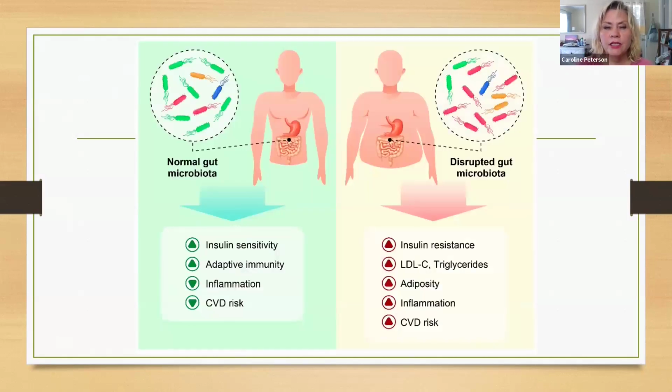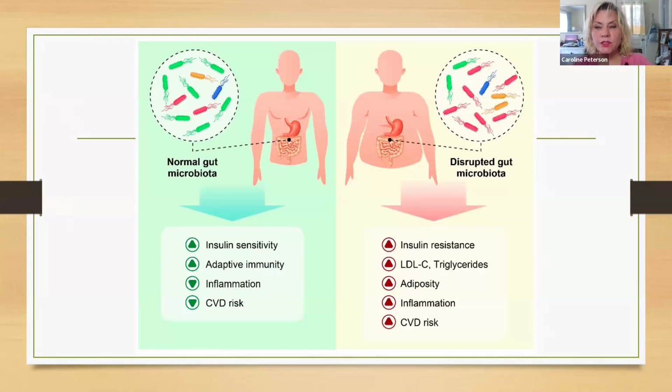Another way to think about it is to think about what's going on with the microbiome. In a normal microbiome, you're going to have insulin sensitivity. You're going to stay in that adaptive barrier immunity. The gut will be sealed, and that's a part of the barrier system. You'll have a decrease in inflammation and a decrease in cardiovascular disease risk when you have a normal gut microbiota.